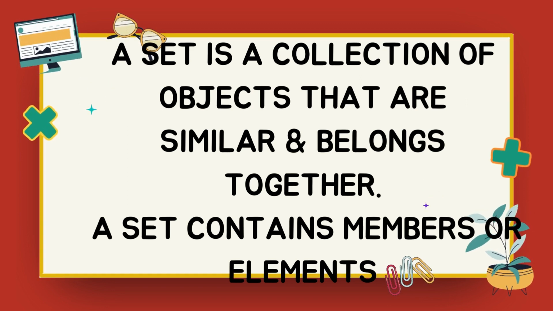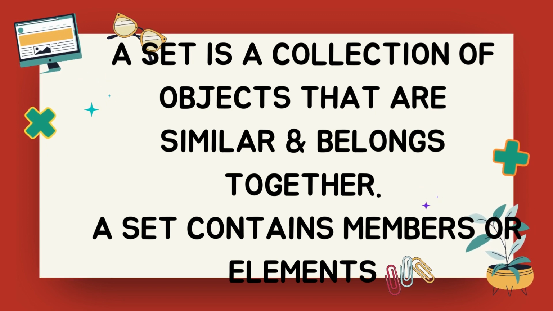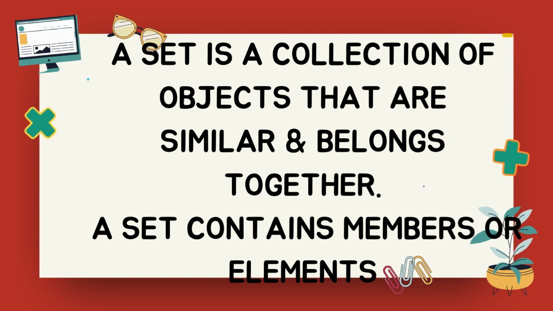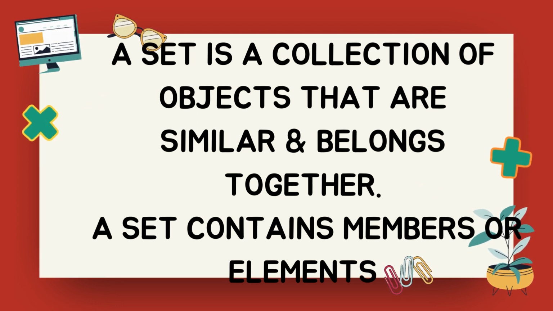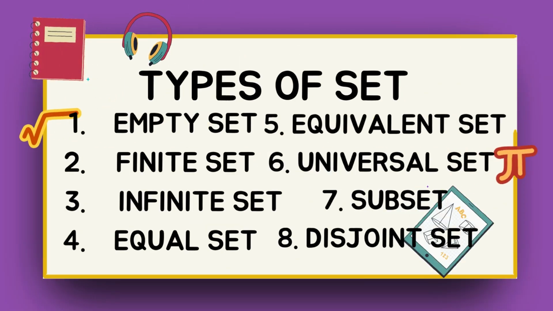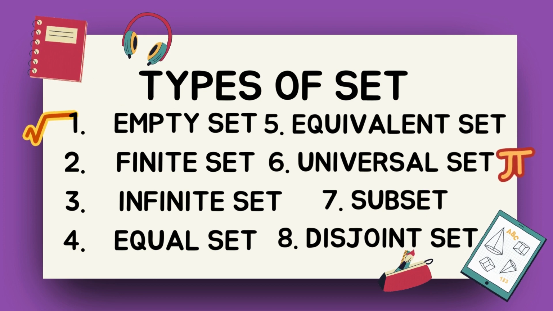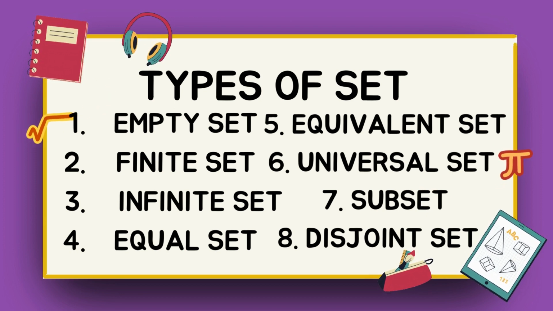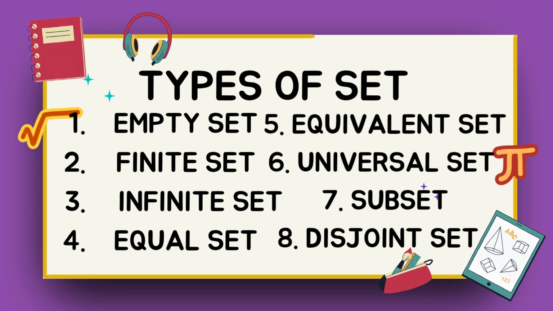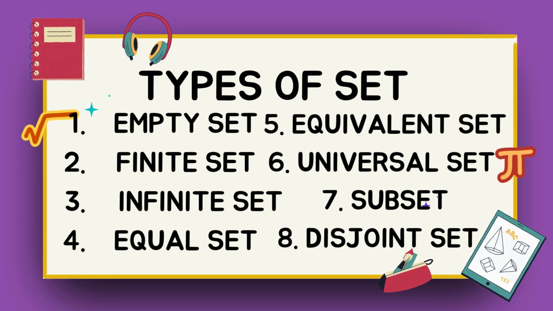Do you know of different types of set? Let's take a look at types of set, and we will focus on 8 types: empty set, finite set, infinite set, equal sets, equivalent set, universal set, subset, and disjoint set.